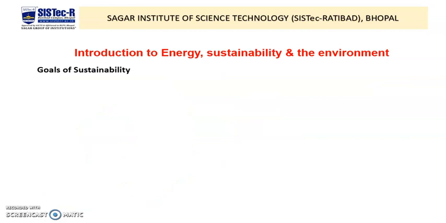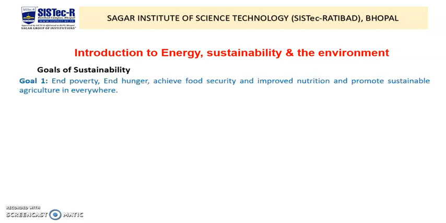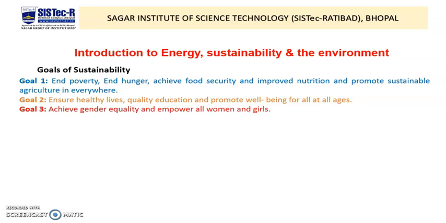Goals of sustainability. First goal is end poverty and hunger, achieve good food security and improved nutrition, and promote sustainable agriculture everywhere. Second goal is ensure healthy lives, quality education, and promote well-being for all at all ages. Third goal is achieve gender equality and empower all women and girls. Fourth goal is ensure access to water and sanitation for all.